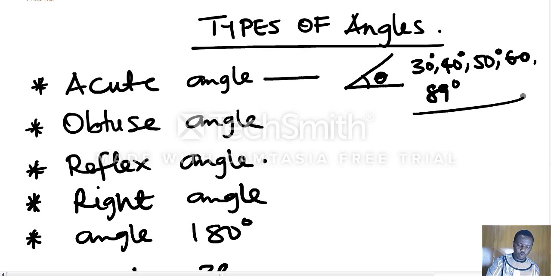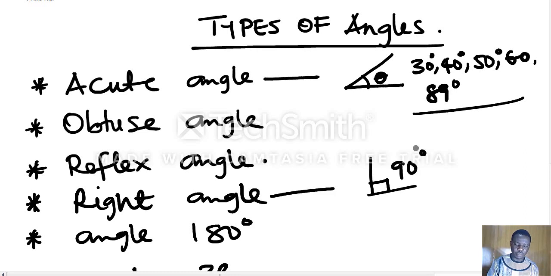And the next angle that follows can be said to be a right angle. A right angle is an angle that is 90 degrees, and we have it in this form. And this sign shows you that this angle is 90 degrees.